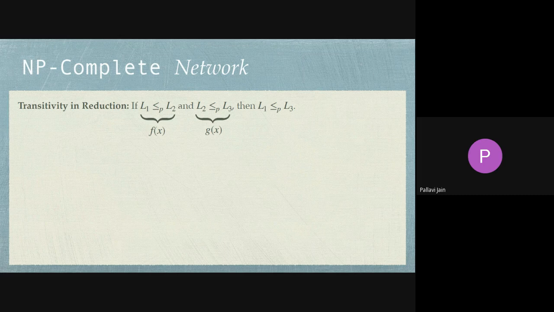How? Suppose f is the polynomial time computable function that was mapping the instances of L1 to L2, and g is the function that is mapping instances of L2 to L3. Now for reducing L1 to L3, you can come up with a function which will be just the composition of g and f. Is everyone okay with this?